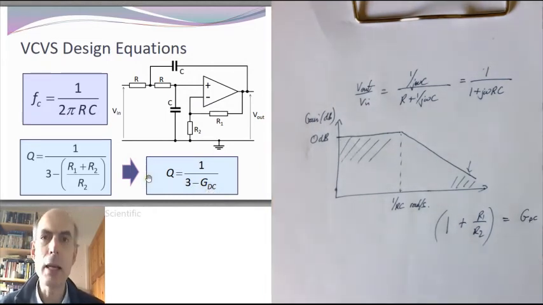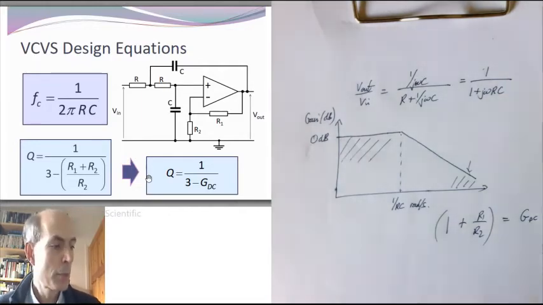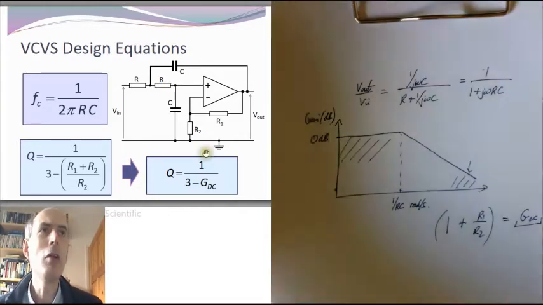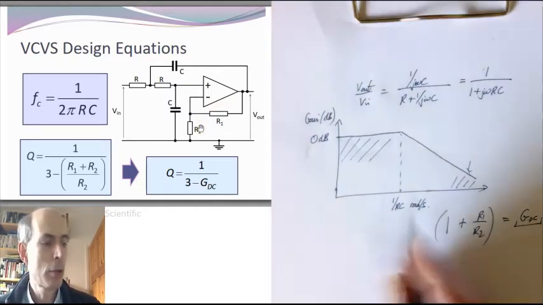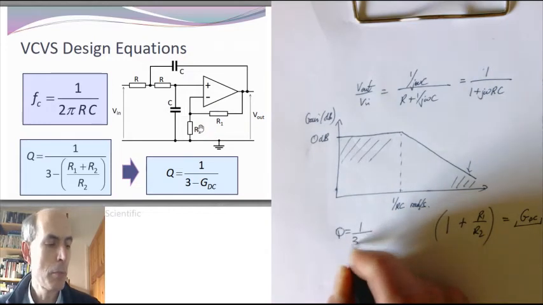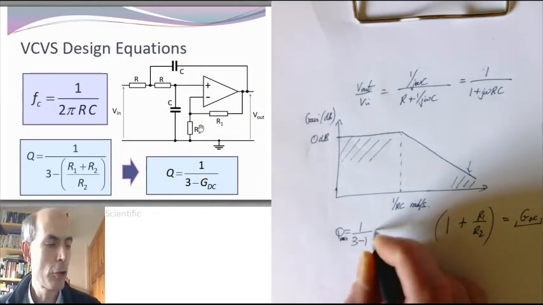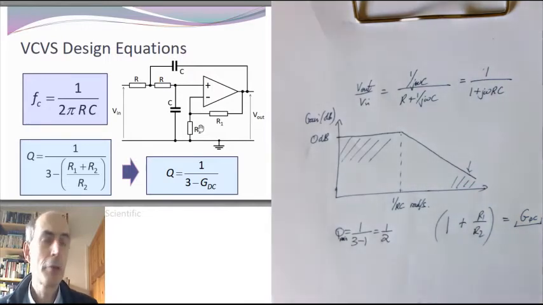And that allows you to make just about any Q factor you want, starting at 0.5 and getting higher. The minimum possible Q factor is now a half, because the minimum possible gain of a non-inverting amplifier like this is 1. So that just gives you Q equals 1 over (3 minus 1). That's the minimum value of Q, which is a half. But the maximum value of Q is unbounded. You can choose a DC gain to get just about any value of Q you want.